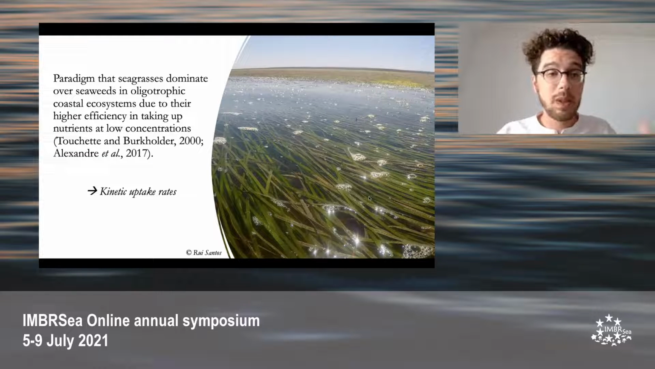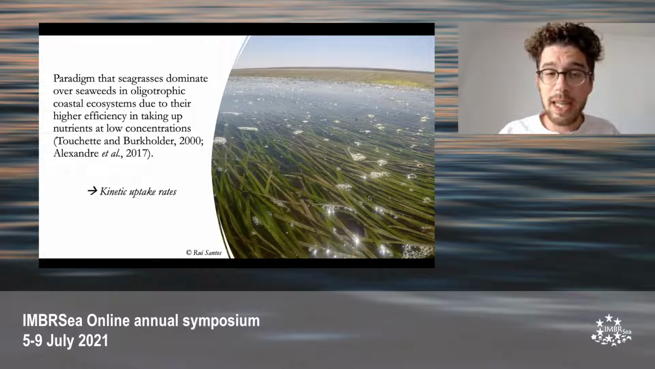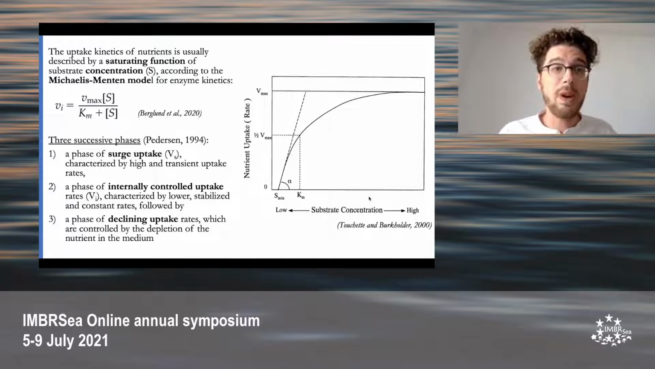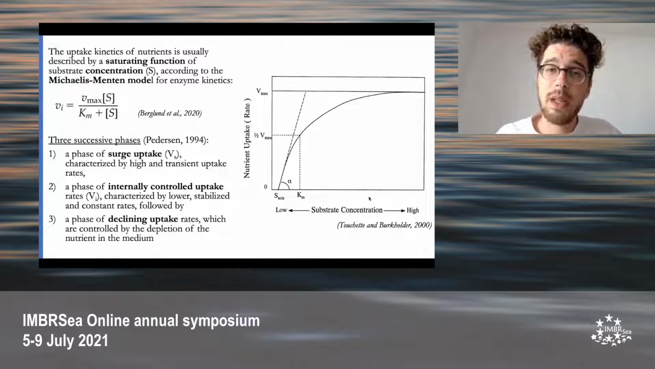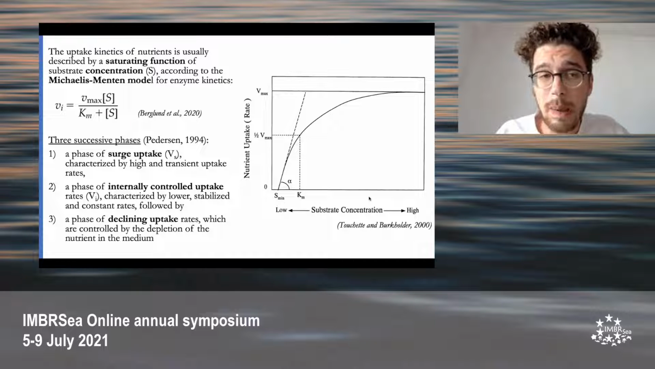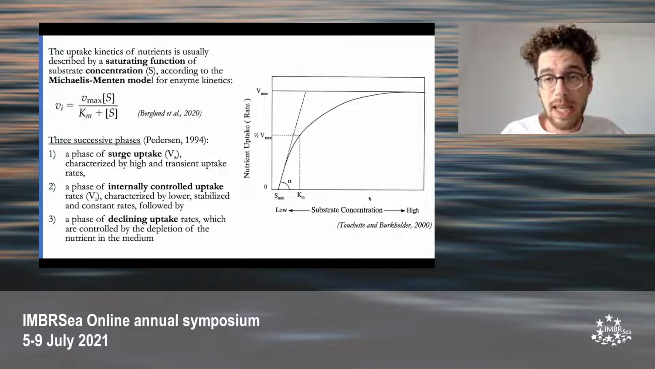These organisms tend to take it up quickly, and for the purpose of this study, we were looking into the kinetic uptake rates. What are these? They are basically described by a saturating function. For visualization purposes, I put the graph here on the right. You have the nutrient concentration from low to high on the x-axis, and the nutrient uptake rate on the y-axis. And this describes the Michaelis-Menten model for enzyme kinetics, which relates the initial velocity to the maximum velocity over the half saturation constant Km.